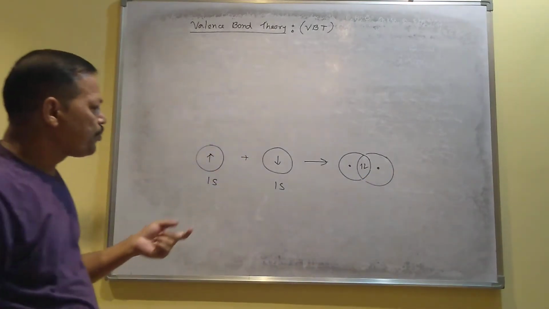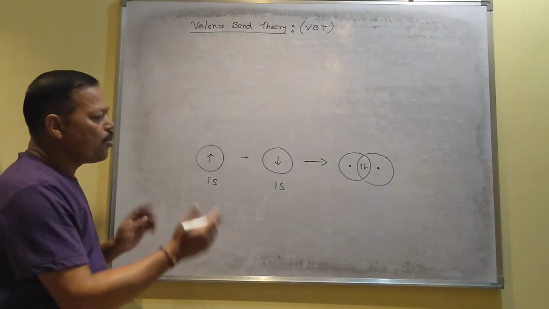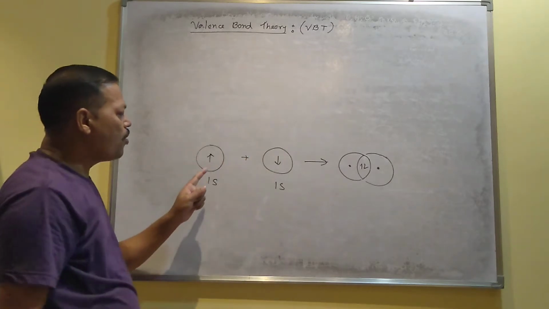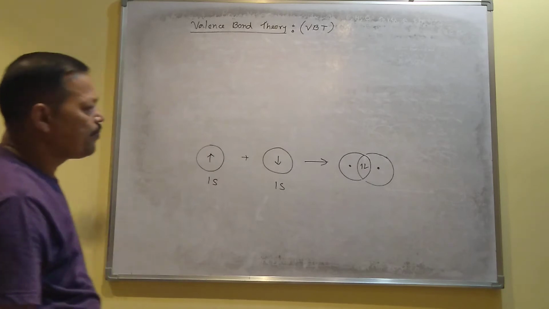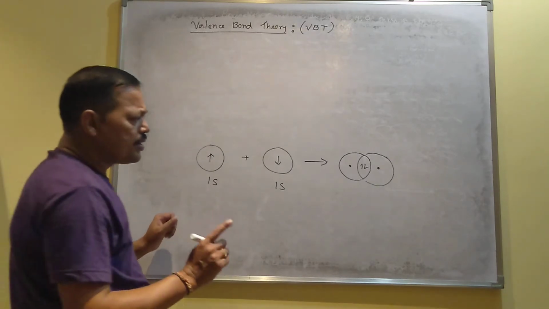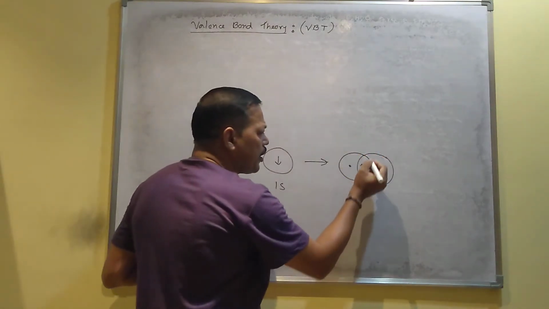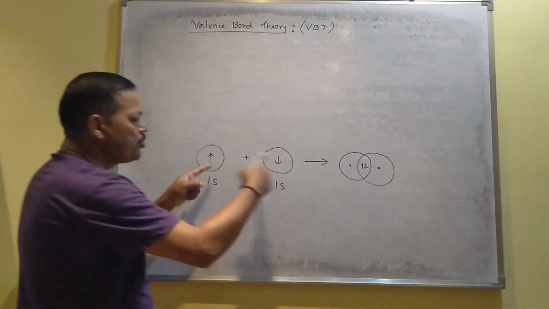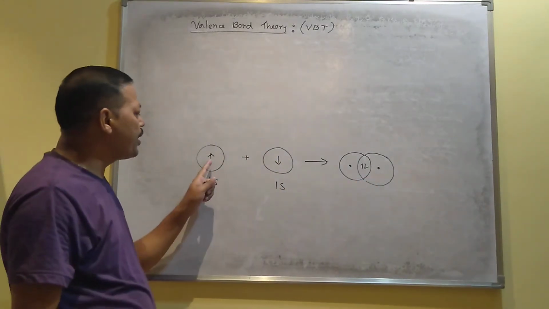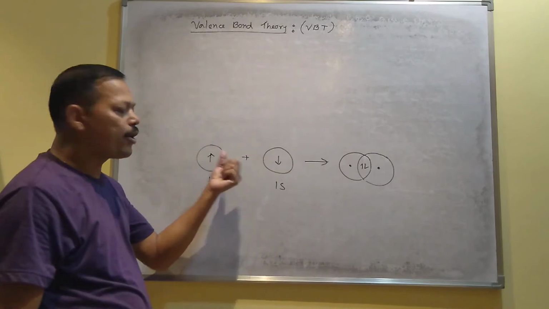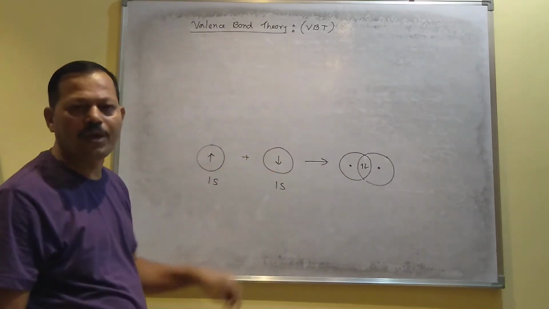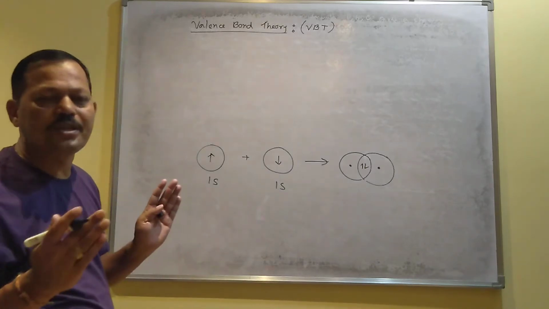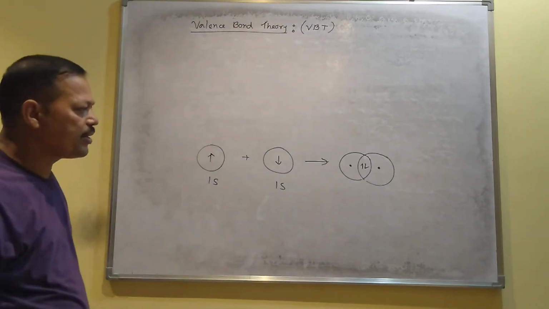So this way, a covalent bond is formed due to overlapping of half-filled atomic orbitals of two adjacent atoms, and the overlap will take place between two half-filled orbitals only when the spins of the two electrons are opposite to one another. I mean, if one is in plus half direction, another should be in minus half direction. Spins should be opposite from one another.